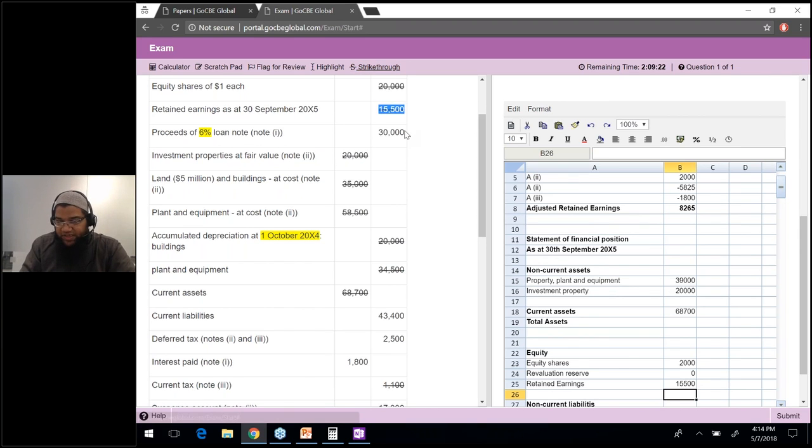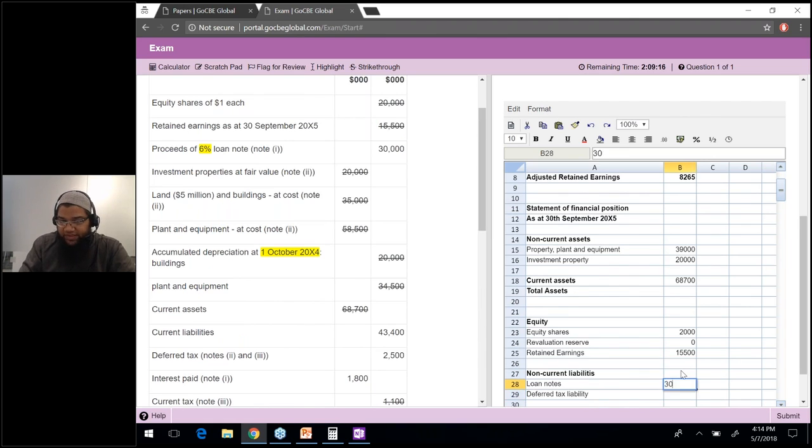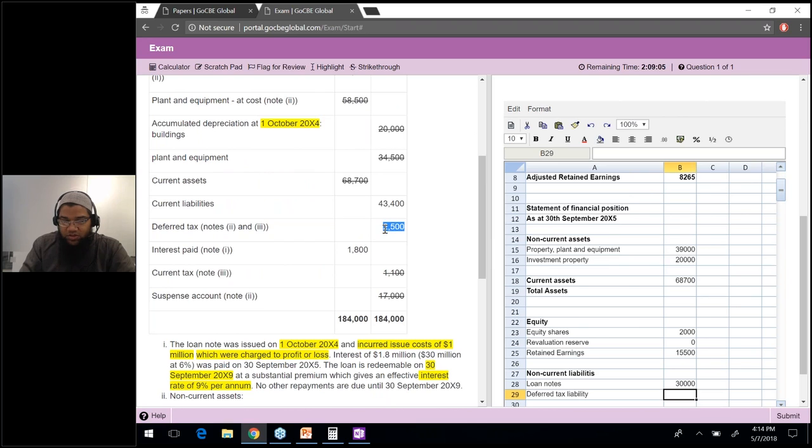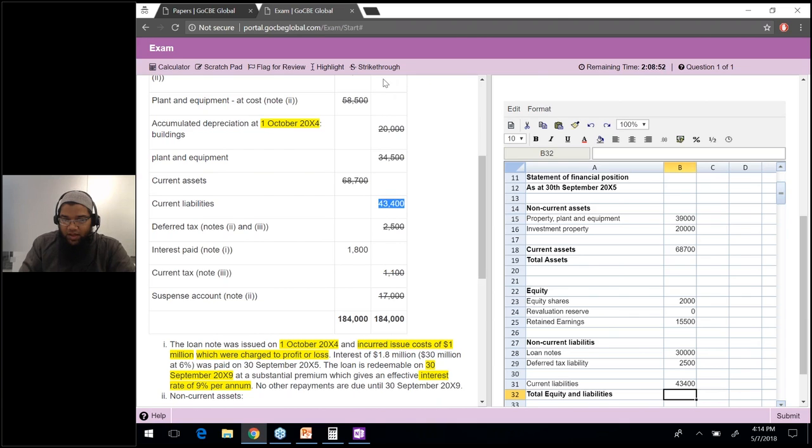And then we have some proceeds of loan notes, which was given to us as 30,000. This value. Now all these have been incorporated. Then deferred tax liability given to us was 20,500. The current liabilities given to us was 43,400. And the interest paid of 1,800, we have actually incorporated in one of our accounting entries.